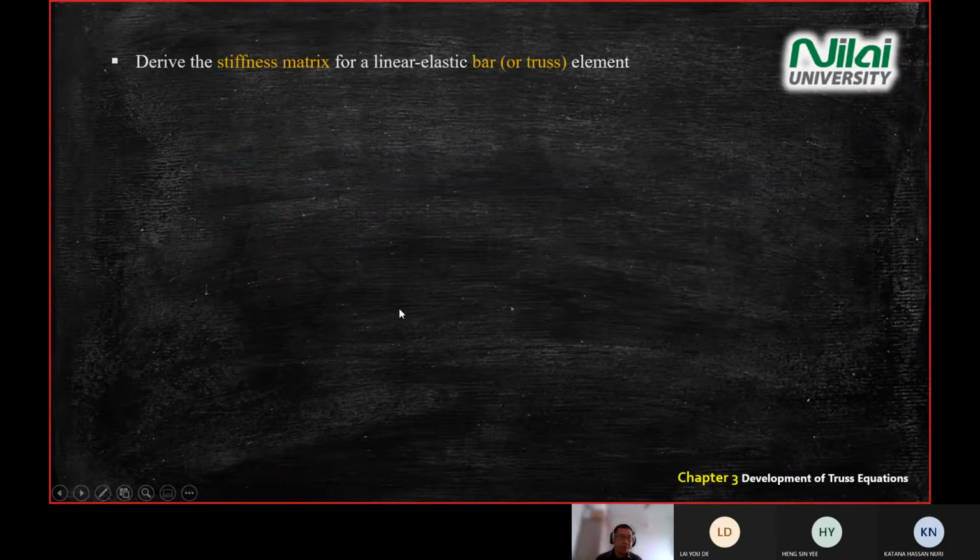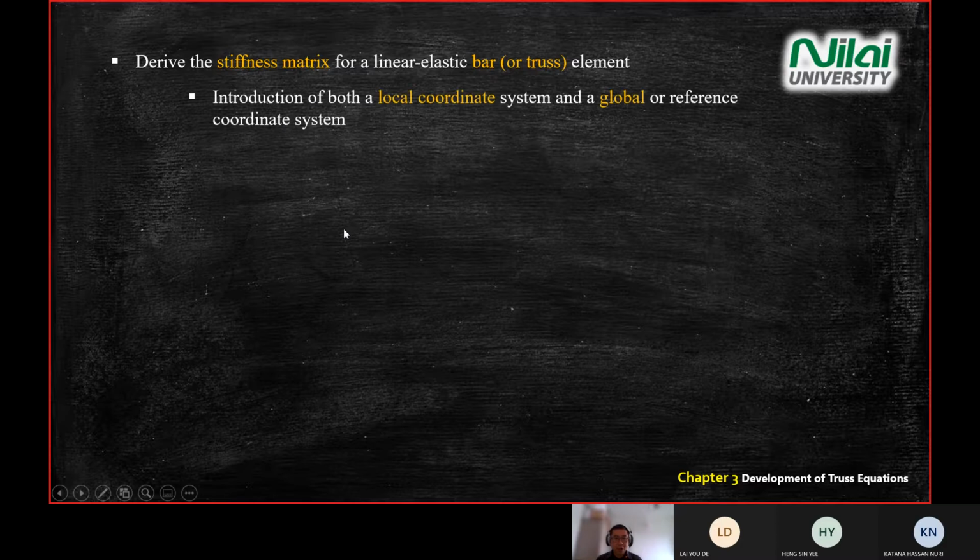Okay, now what I'm trying to do is derive a stiffness matrix for a bar or truss element. And our bar behaves linear elastic, which means that our bar behaves within the elastic region. So we're going to introduce you to another new dimension.